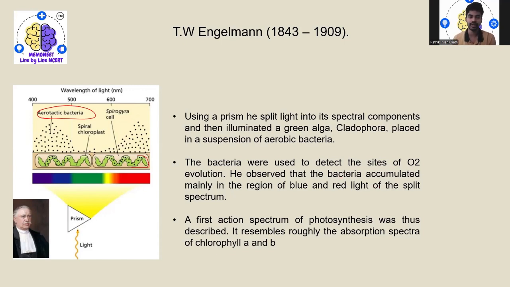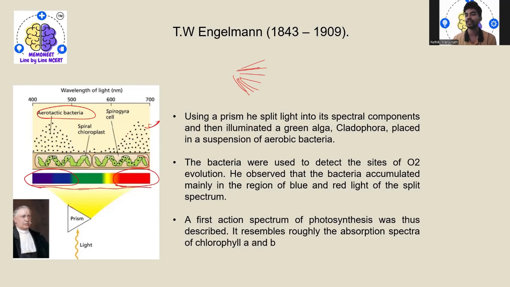So light was passed through the prism, as you can see. When light is passed through this prism, it will split into many colors, like the rainbow colors, right? So one part of the spectrum will have one color. He observed that in the blue color as well as in the red color, the accumulation of bacteria was more. So the first action spectrum of photosynthesis was thus described.